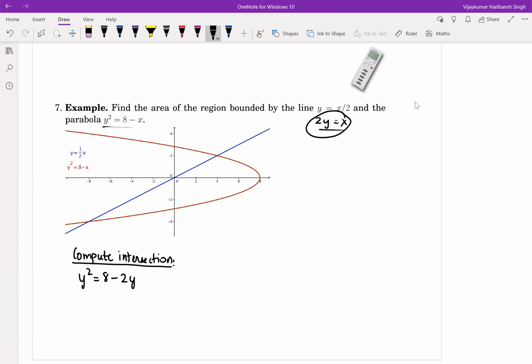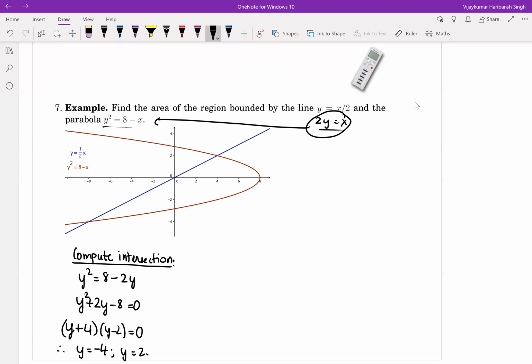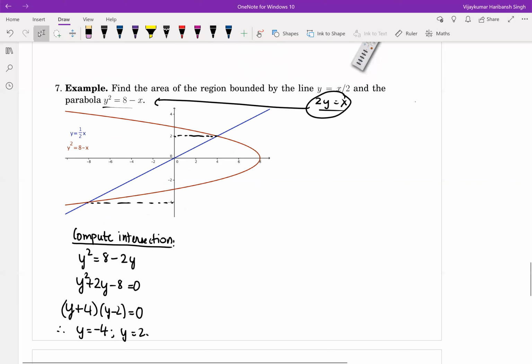So we get y squared plus 2y minus 8 equals 0. So we get (y plus 4)(y minus 2) equals 0. Therefore, y equals negative 4 or y equals 2. You can really see that from the graph as well. But you may be asked to draw the graph, and you're not supposed to read the values from the graph. You should compute the intersection points.